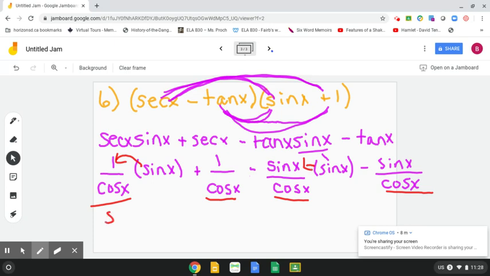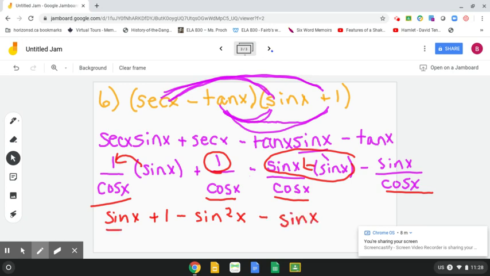So what this is saying is sine x over cos x plus, actually, do you know what I'm going to do? I'm just going to write it over 1 denominator, okay? So I'm going to mush all my numerators together, okay? So I have a sine x plus 1, right? Minus sine x squared, or sine squared x. And minus sine, all over cos.